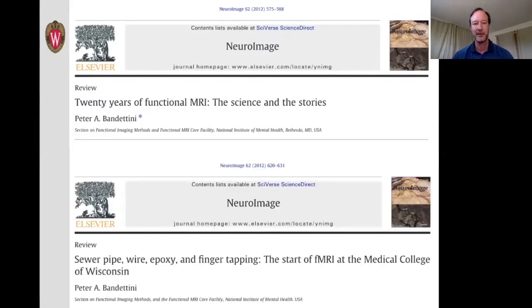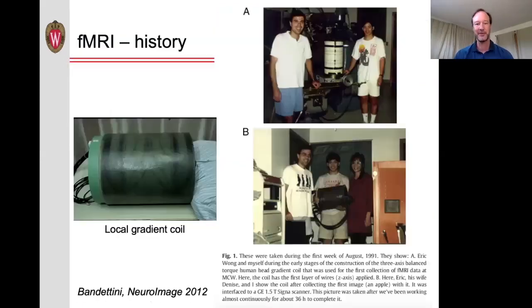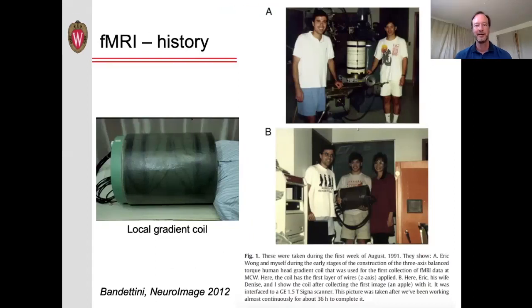In particular, Peter Bandettini has a paper in this entitled Sewer Pipe, Wire, Epoxy, and Finger Tapping: the Start of fMRI at the Medical College of Wisconsin, where he goes into detail about all of the interesting early developments of fMRI right here in Wisconsin at the Medical College of Wisconsin. Functional MRI was actually developed while he was a graduate student. One of the challenges that they faced is that the MRI scanners at the time did not have gradients that were powerful enough to acquire echoplanar imaging data.